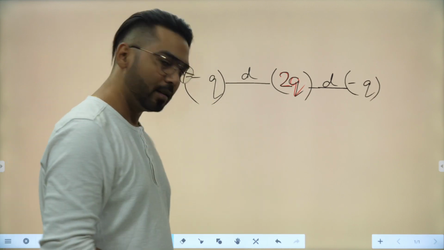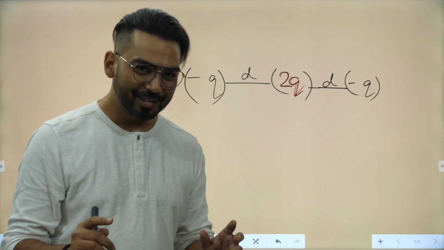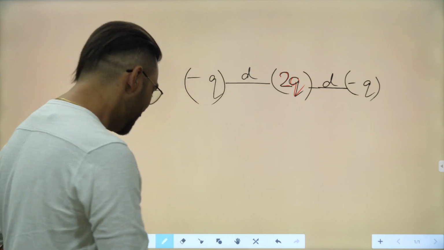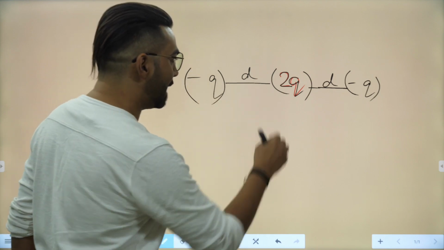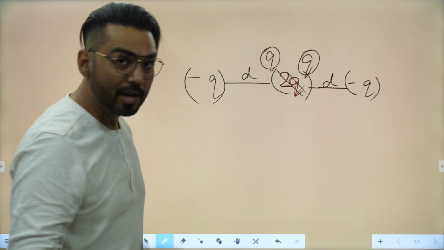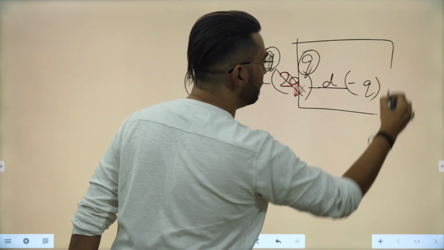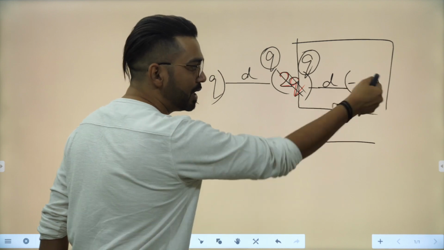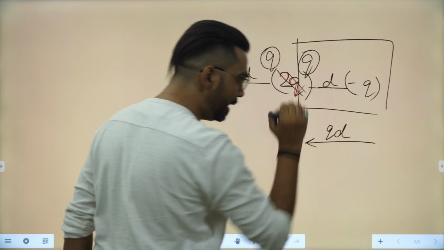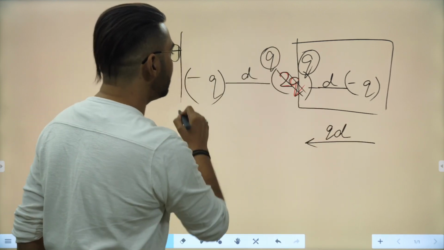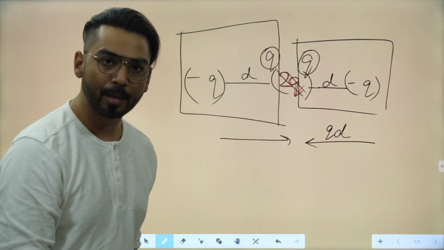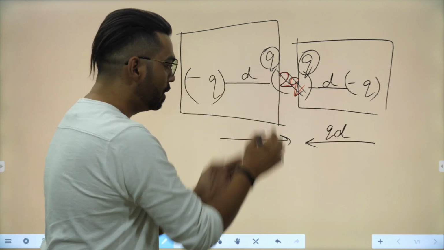So guys, in this case, the answer will be, wait, I'm not going to tell you yet. Think about the answer, but let me first explain. First of all, this 2q can actually be written as q and q. Now, if you notice carefully, this is one dipole, pointing from negative to positive, and the magnitude is q times d. Similarly, this is another dipole pointing like this, because negative is here, positive is here. So this is also qd.